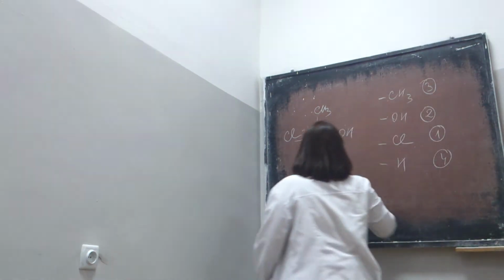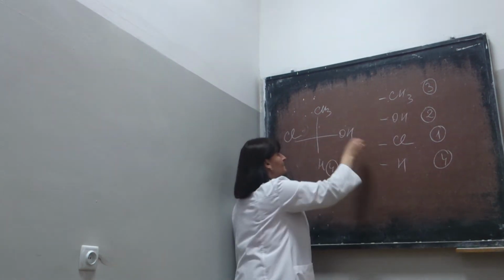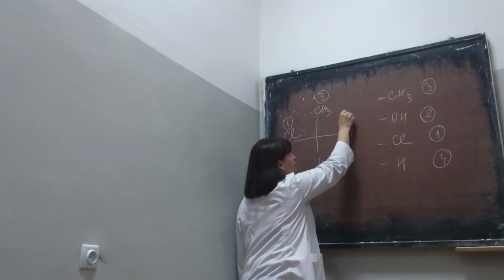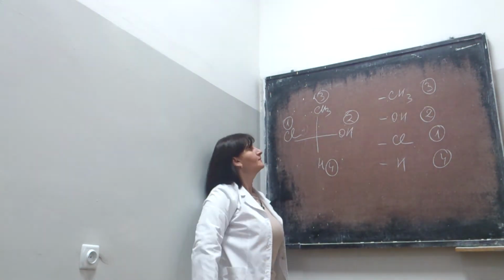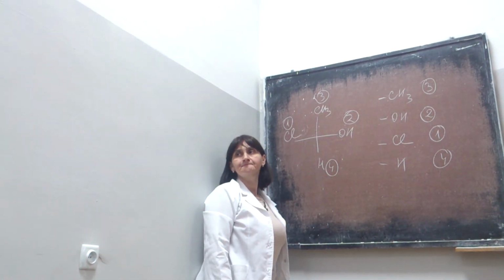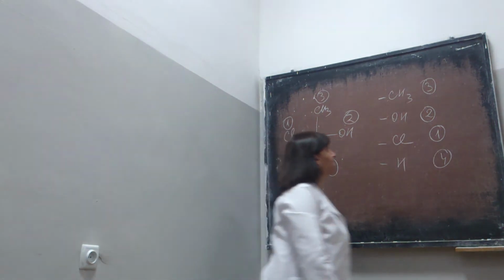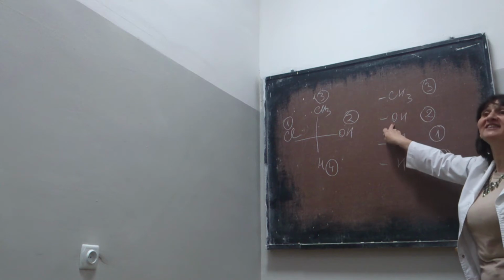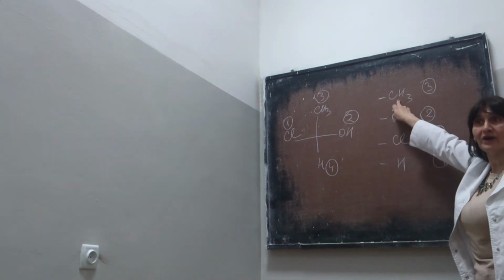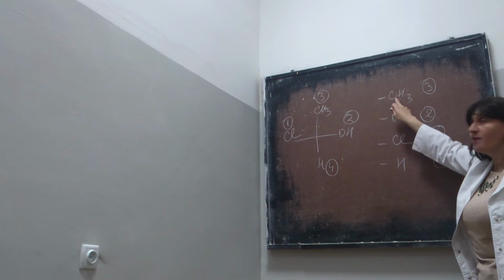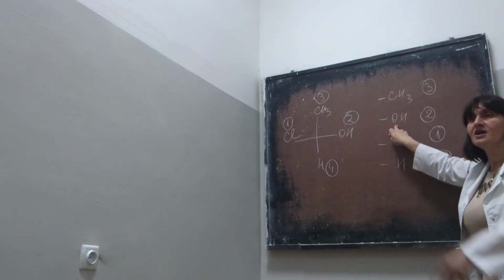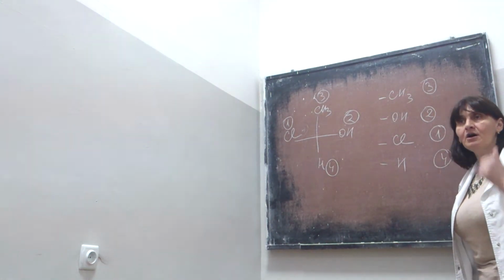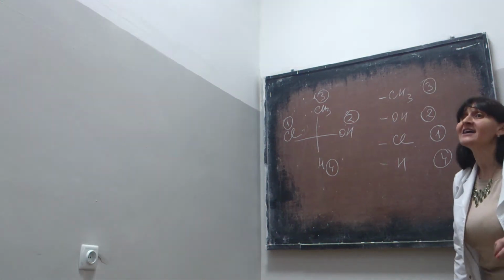Now let's write the numbers. Why have you written 2 here for this OH? Because the first atom here is carbon, which is 6, and this one is oxygen, which is 8. Because oxygen's atomic number is higher than carbon's atomic number, that is why the OH group goes as number 2 and CH3 as number 3, from high to low.